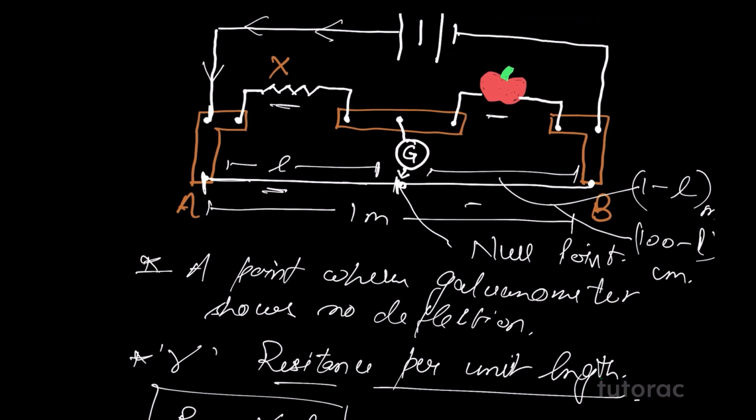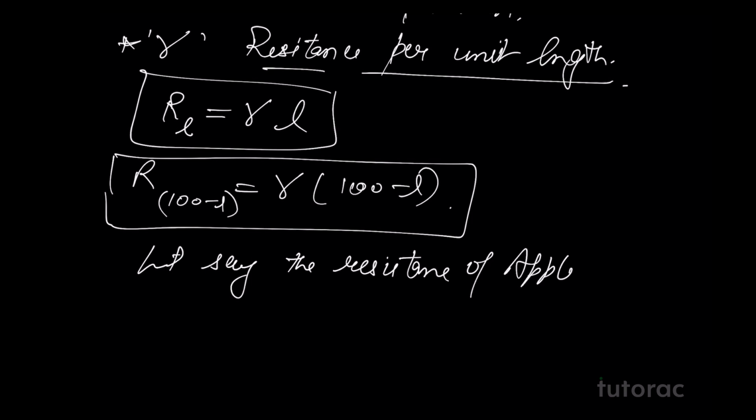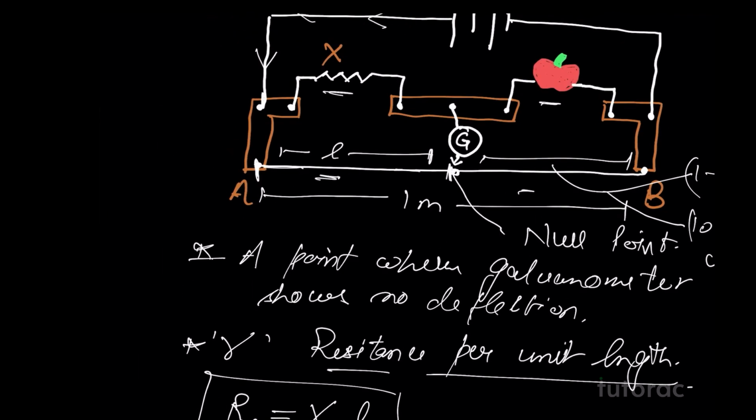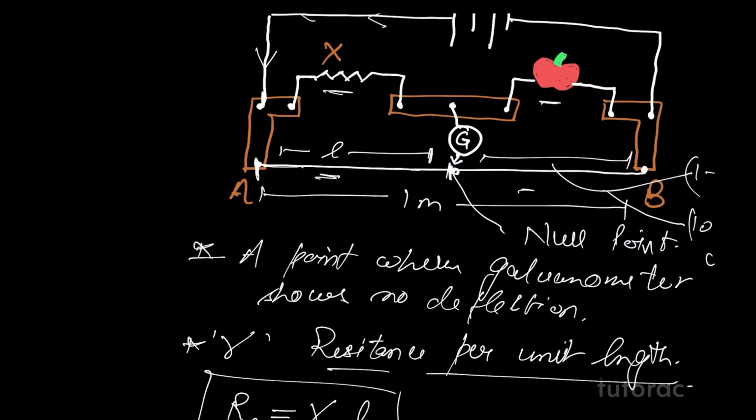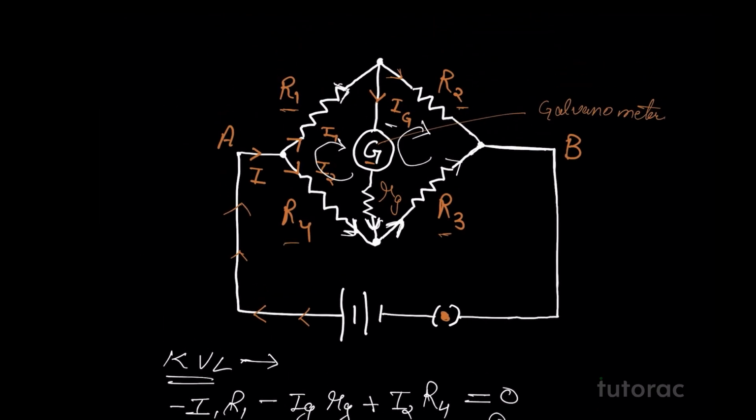We know this resistance. We have to calculate the resistance of L. Let's say the resistance of the unknown wire is S. Now, how to calculate its value? It's very simple. We just simply apply the logic that we did in the previous question: R1 upon R4 equals R2 upon R3. Meaning this R1 upon R4 equals R2 upon R3.